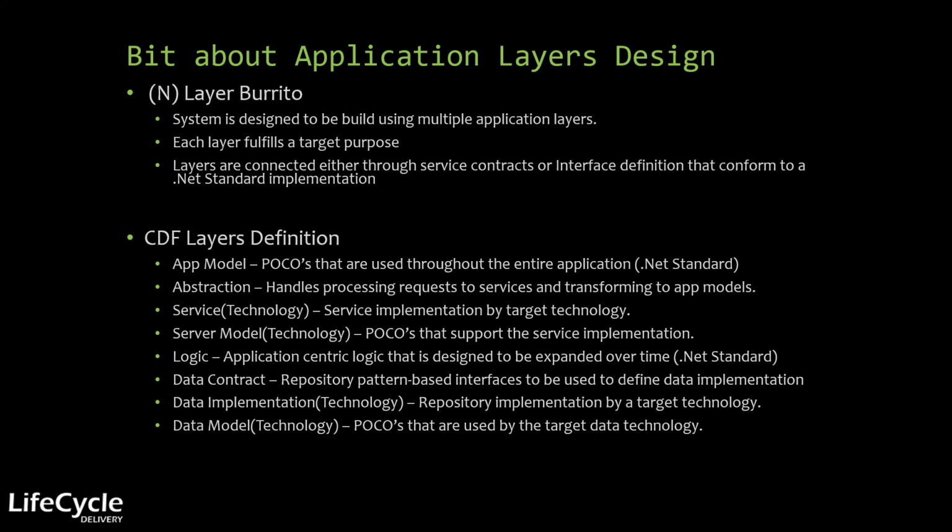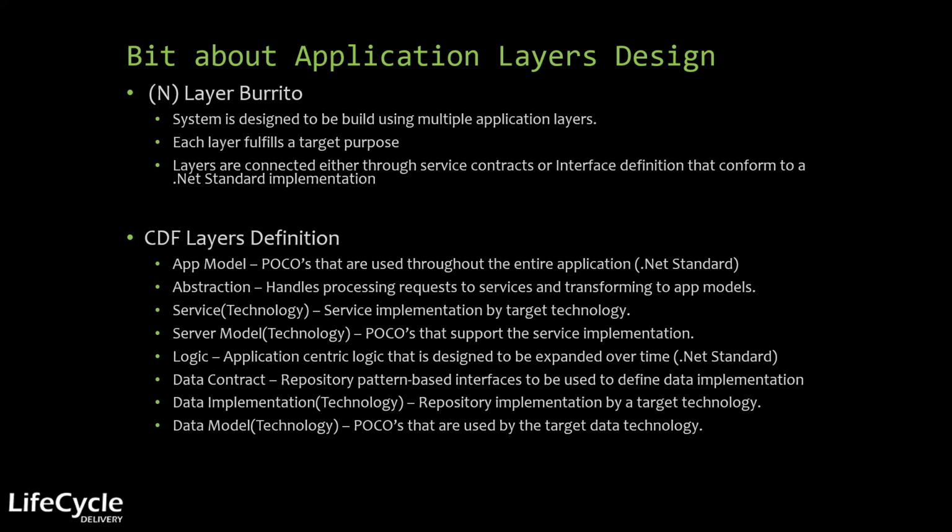Next, we have the abstraction layer. The abstraction layer handles requests to and from servers and transforms them back to and from app models. So this is what is used generally by your application, whether it is a mobile app, a Blazor application, a JavaScript app, or anything else. They subscribe to these abstractions, and the abstractions do all the heavy lifting of getting data to and from the service tier.